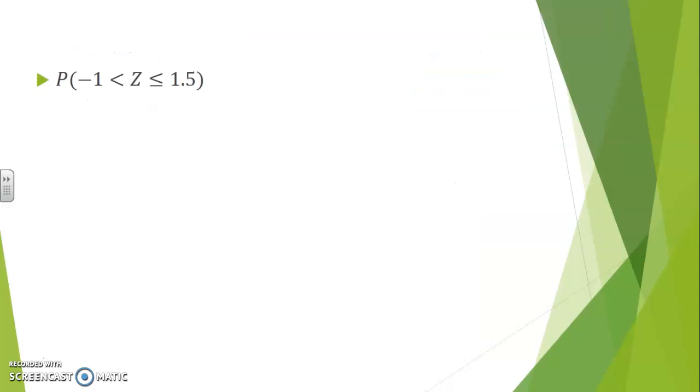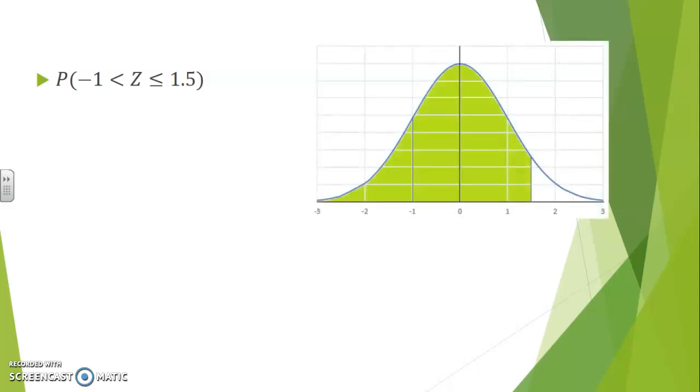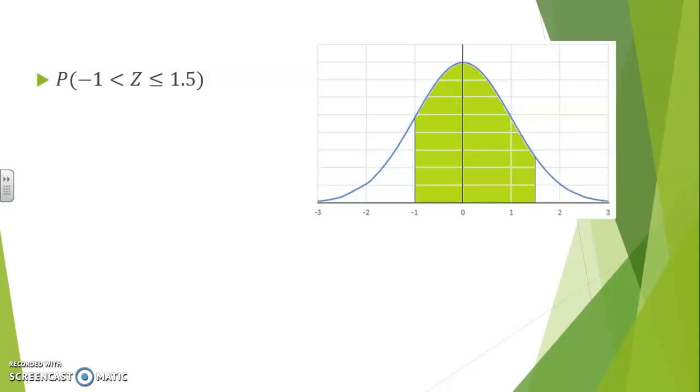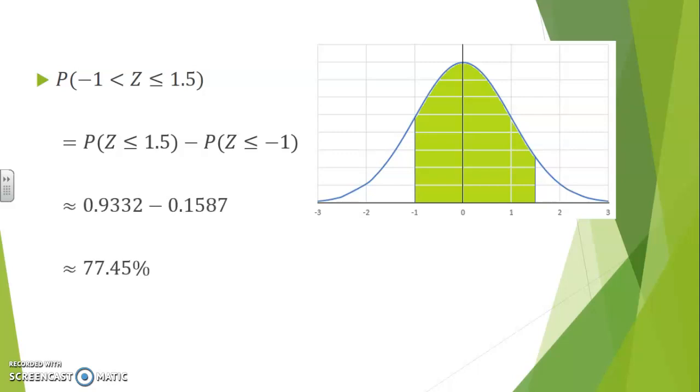The probability that Z will take on values between two bounds, minus 1 and 1.5, for instance, will mean finding the entire area left of 1.5 and then cutting off the portion that we do not want, which is left of minus 1. In other words, two calculations will have to be done and the difference will be obtained afterwards. As usual, Excel provides values for these areas.